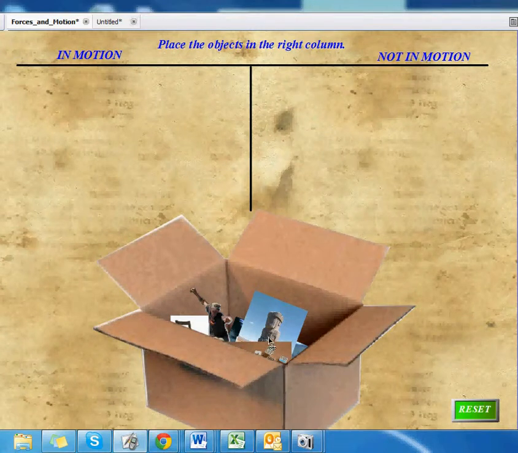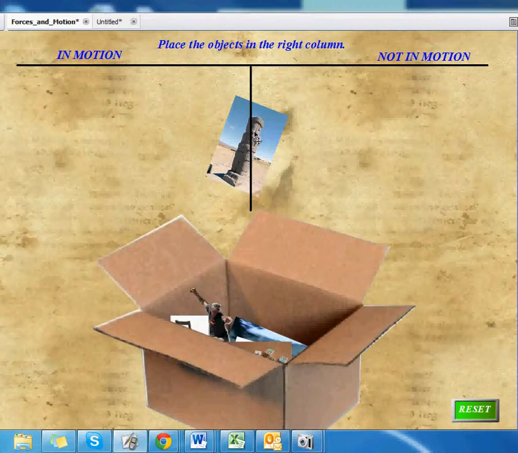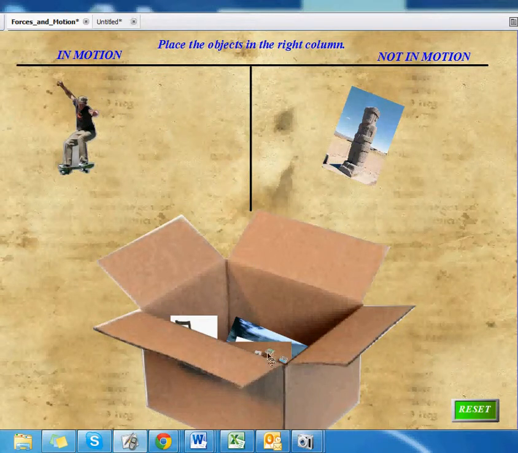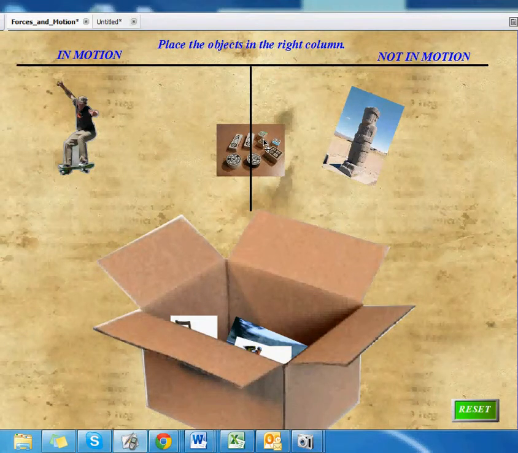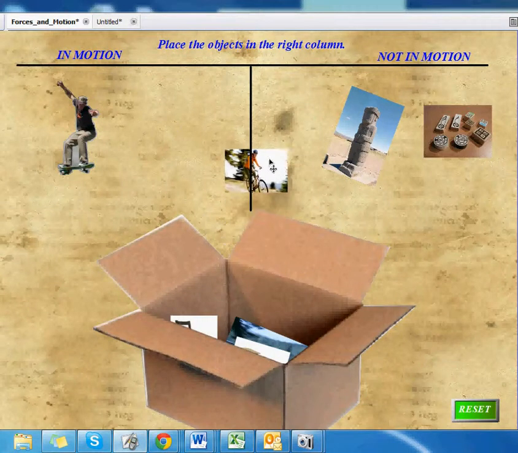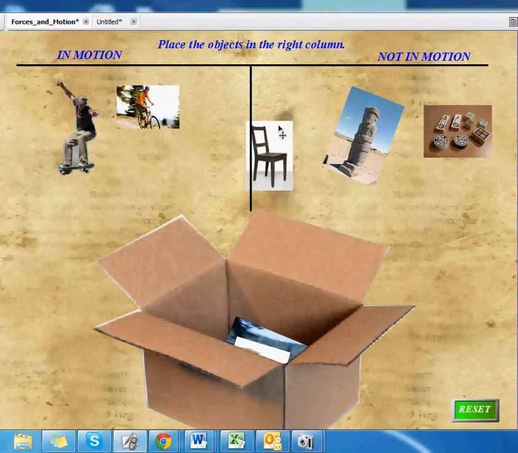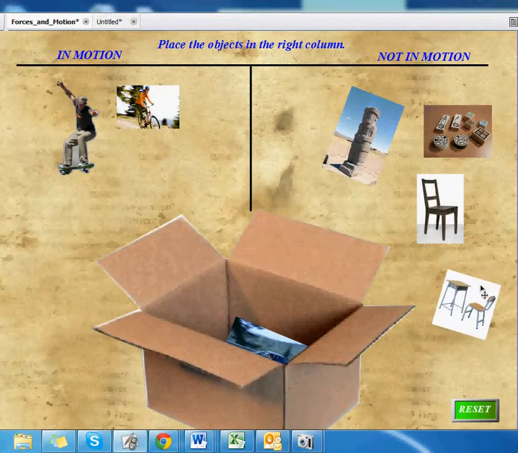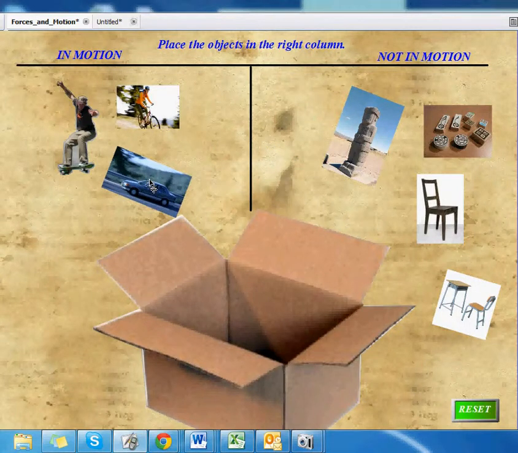In this slide, we will pull these items out of the box and show what is in motion and what is not in motion. So obviously, the statue would be not in motion. Skateboard, in motion. Playing pieces, not in motion. Biker, in motion. Chair, not in motion. Chair and table, not in motion. Car, in motion. Now most people would think that this is pretty basic, and it is. But the thing we need to take from this is that not all things are in motion. However, all things could be put into motion.